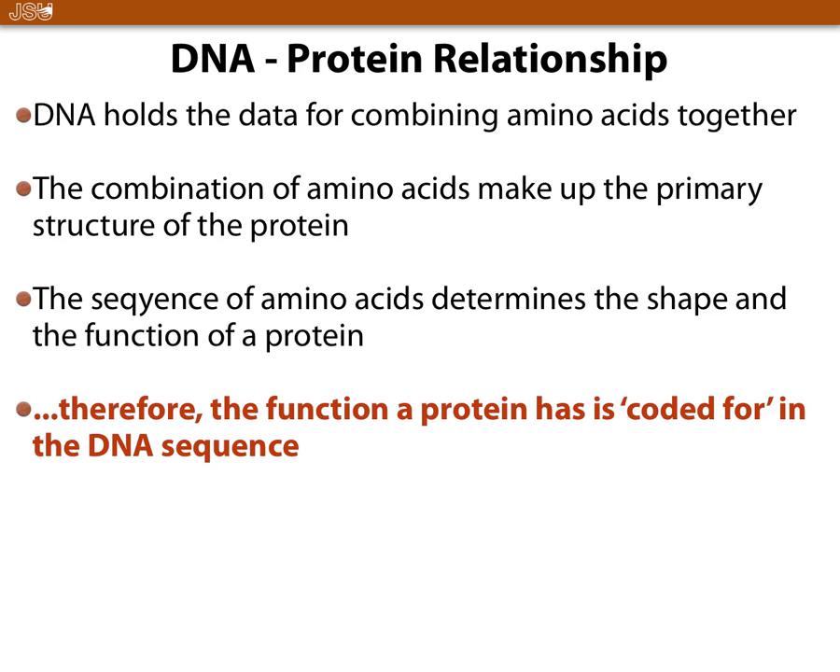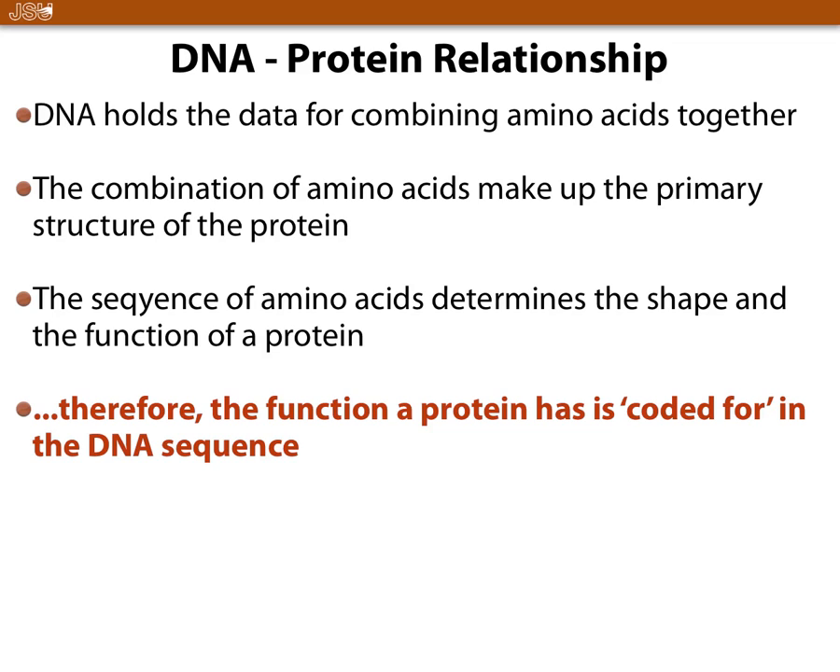Okay, so DNA holds the data for combining amino acids together. You have to know that. DNA, the sequence of DNA codes for the amino acid sequence. Okay. Now the combination of amino acids makes up the primary structure of the protein. We talked about that a few sections ago. Okay. But here's the important thing in the last point. You really have to know this. And the third point too.